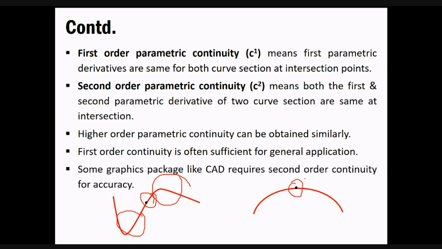But if you are going with high graphical things like CAD, then it requires second order continuity for accuracy. As I said, if you are zooming into that particular shape, and it is not getting connected properly, or it is getting blurred, then it is not acceptable. So for that kind of thing, they generally use this.